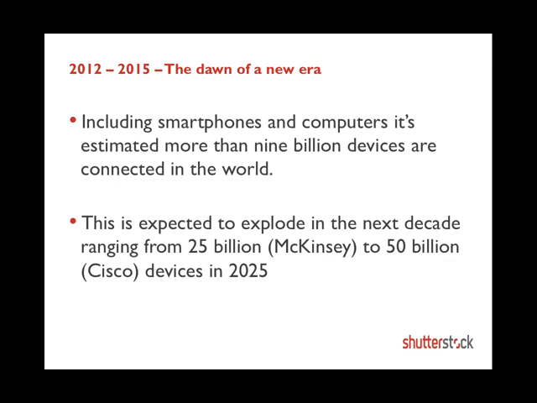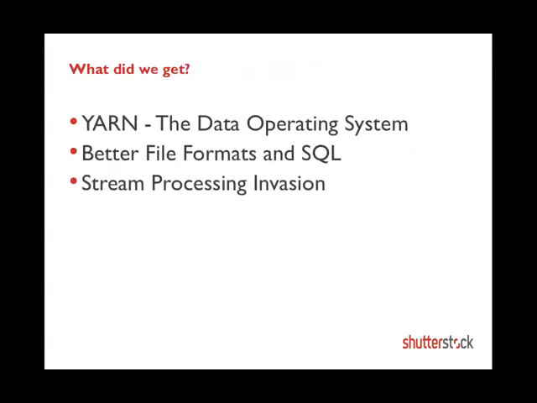So what do we get in this time frame? It's 2012, 2015. And we'll go through each of these in a little bit more detail. We got Yarn, another resource manager on Hadoop. It's really kind of become like the data operating system, better file formats in SQL, and a stream processing invasion. So let's look at Yarn at first.